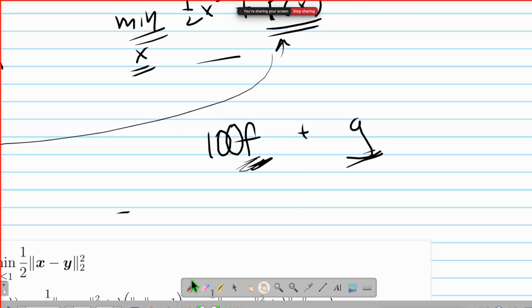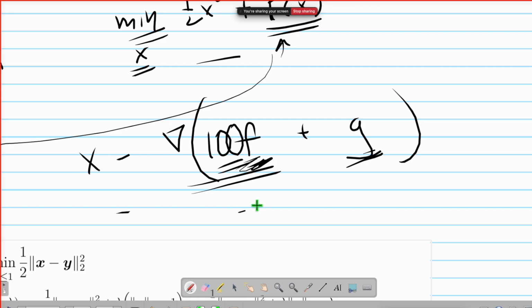How do you see this? Because in gradient descent, suppose this is my function. When I do gradient descent, I will have to take the gradient of the whole thing. Then this 100 will stay with the gradient on this part, and this 100 will scale the gradient. Okay, so I will have this, right? And then I will have a 100 here.